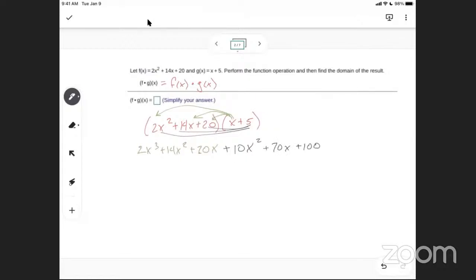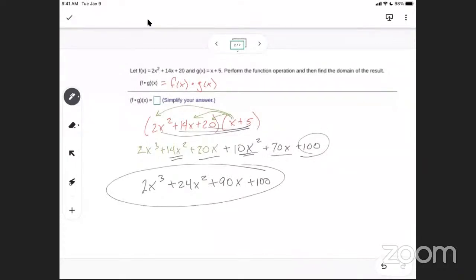So now add like terms. You're going to get 2x cubed. You're going to get 24x squared. Stop me if I'm confusing you. You're going to get 90x, and you're going to get 100. So there is your answer. And of course, the domain. What's the domain?